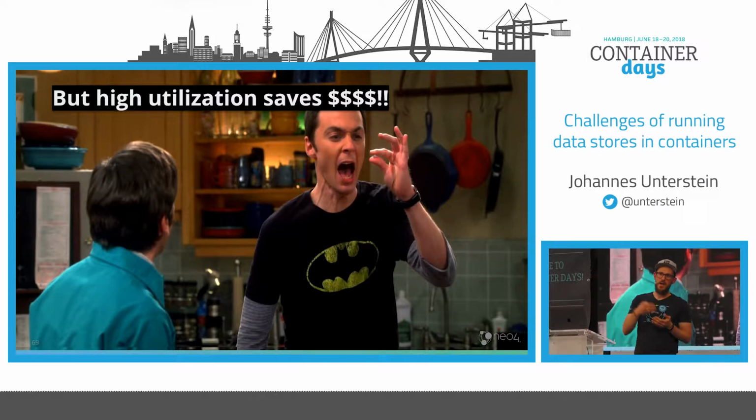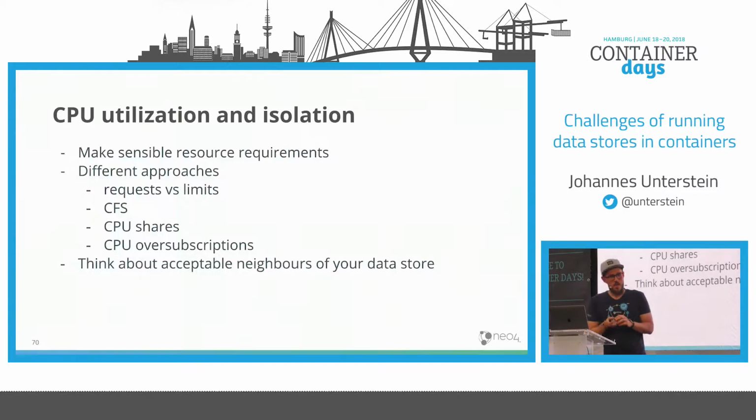But a high utilization saves a lot of money. So if your stack had before 4 beefy servers, and you're able, through multiplexing, to reduce the number of servers to 2, you cut your operational cost by half. So this is pretty amazing. Every manager will love you for that. But we need to think about requirements before we're doing this. So we should make sensible assumptions about resource requirements.